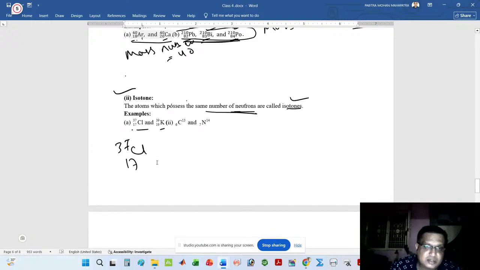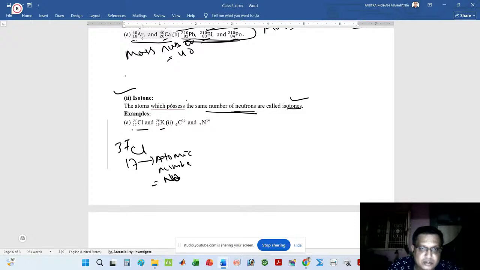This is your atomic number. This is also called the number of protons. And this is your mass number.